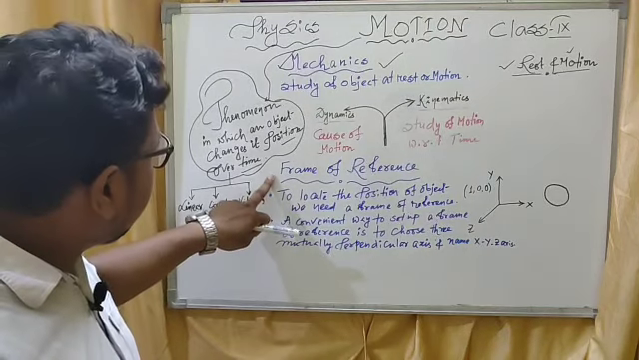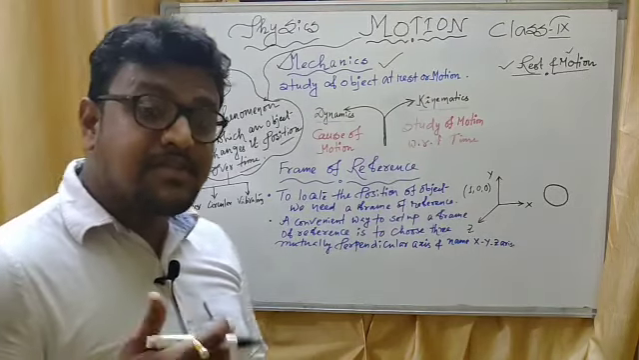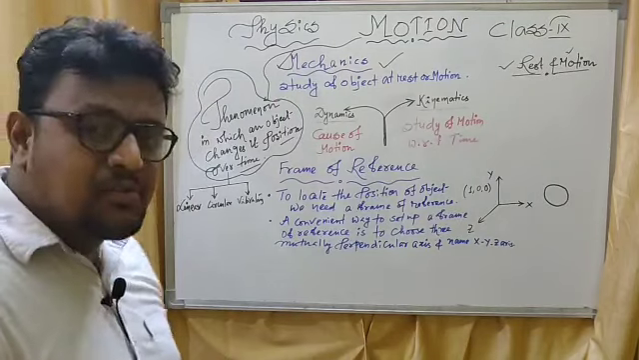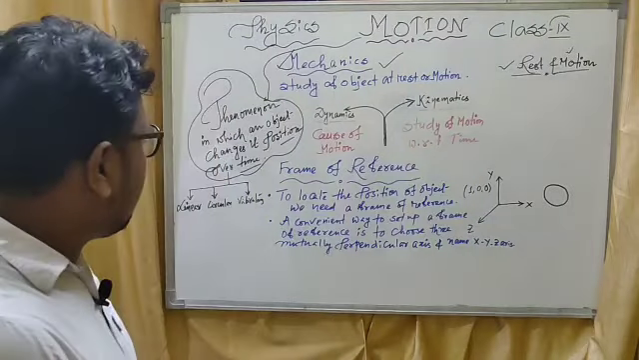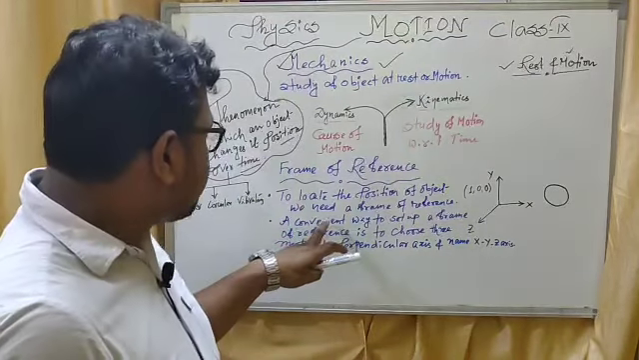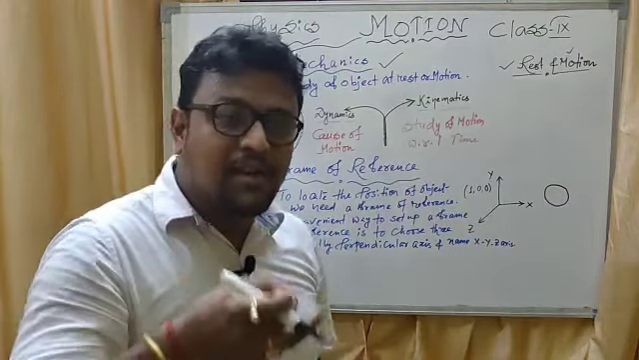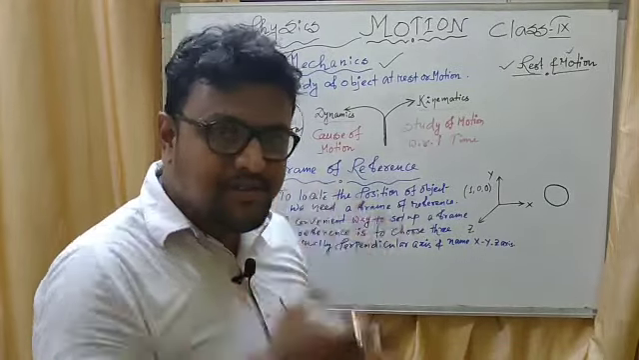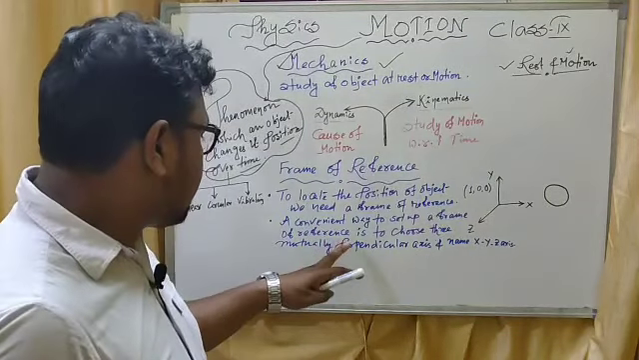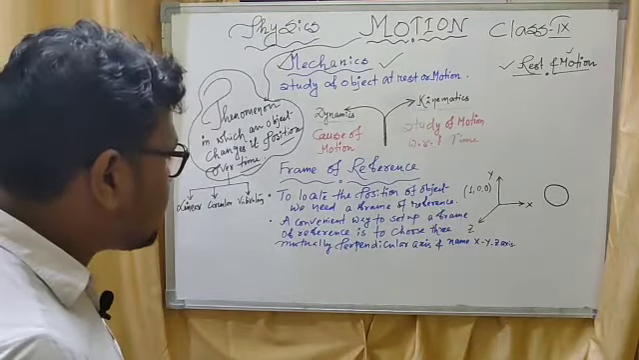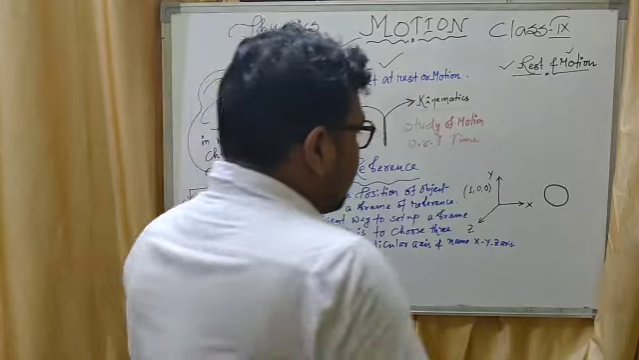After that, the next point I am writing here is frame of reference. So what is the concept of frame of reference? As you know, it's like a three-dimensional figure: X-axis, Y-axis and Z-axis. To locate the position of an object, we need a frame of reference. Reference means the particular point from which we start our journey. We start moving from rest to the moving position. And a convenient way to set up a frame of reference is to choose three mutually perpendicular axes, named X, Y and Z axis. Clear?